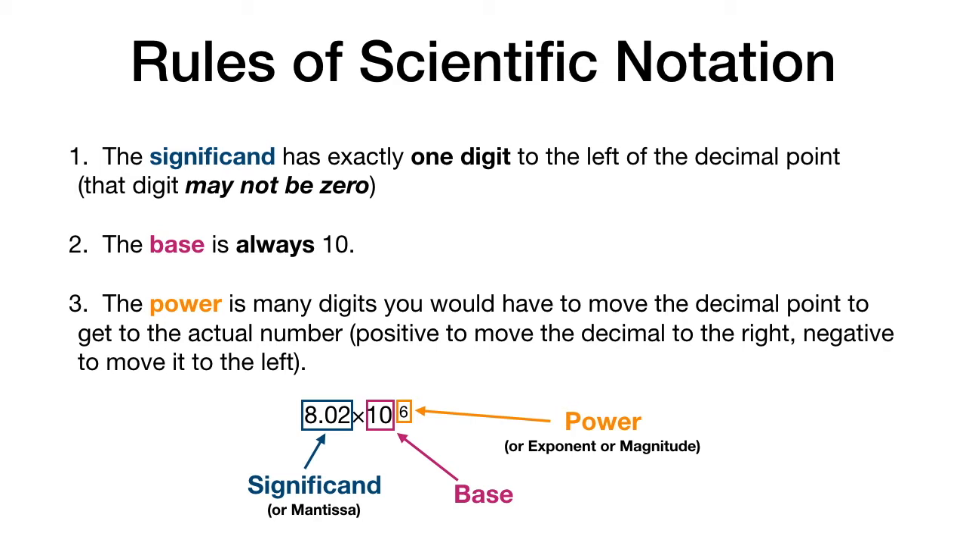So those are the rules of scientific notation, and you might jot those down or keep those in mind, because that's how all the scientific notation ones will work. So let's take an example of how to convert a large number to scientific notation. The number we will convert is 625,234. So we're going to start by putting in our base and a power.